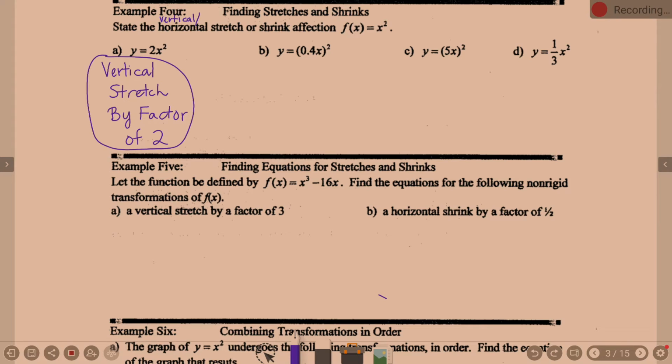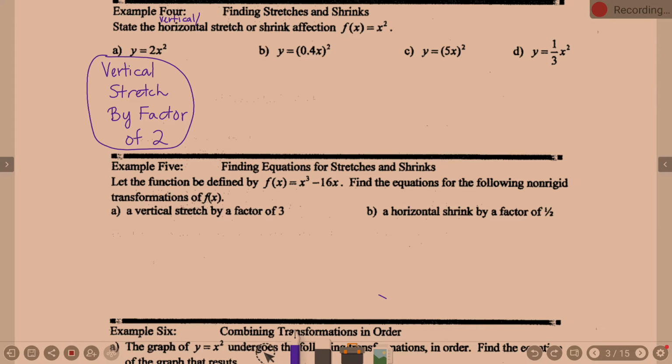So, one thing I will say, don't just tell me it's a stretch. Don't just tell me it's a vertical stretch. Don't just tell me it's a stretch by a factor of 2. I need to know vertical, stretch, and factor of 2. Okay, so get all those words in there. Don't try and shortcut so much that I can't help you out here. Okay, questions there?